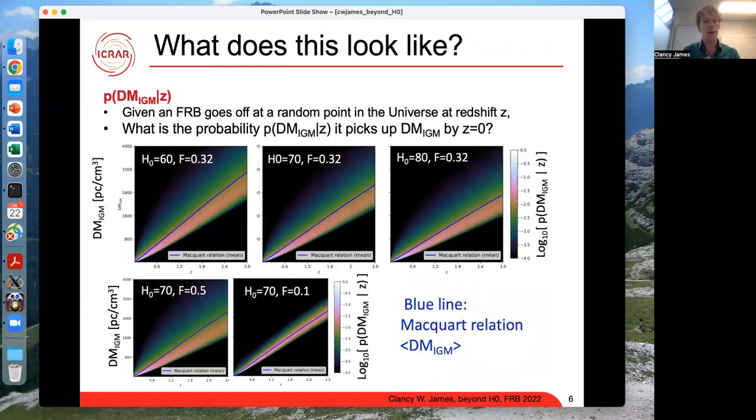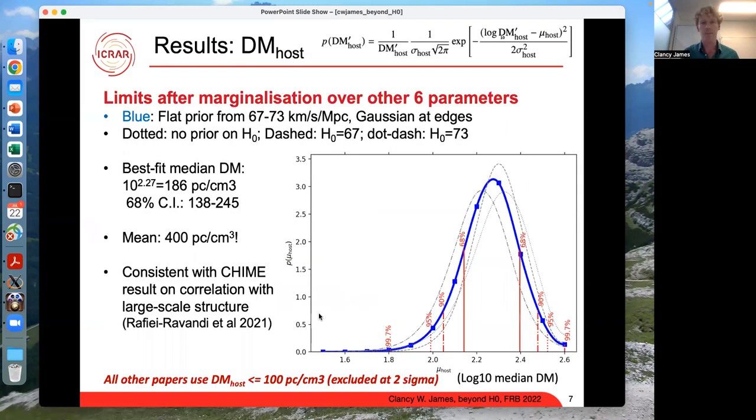Oh, and before then, I just want to quickly note this is what it looks like. In short, the blue line is a Macquart relation. When you increase the Hubble constant, you decrease the slope of the line. And when you increase this feedback parameter F, you increase the spread about the line, or decrease it when you decrease F.